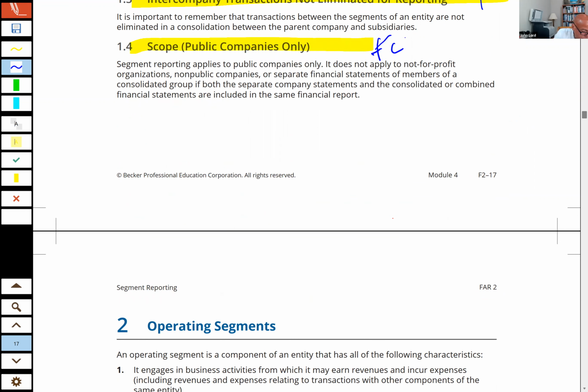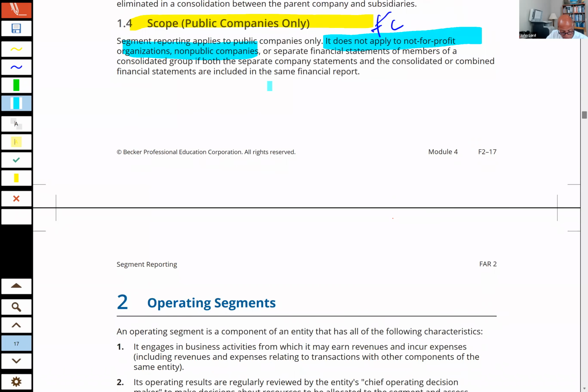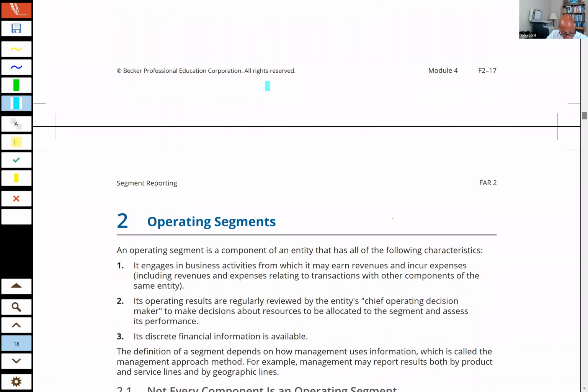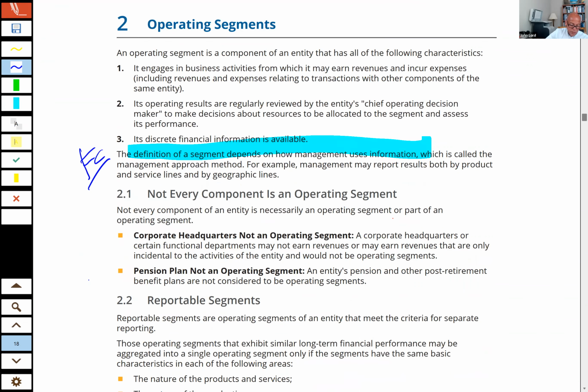Okay. Now you come down and so it does not apply to not-for-profit entities or non-public companies. Okay. Then you come down and the definition of a segment depends on how management uses the information. Okay. So you can flashcard that. There is no rule as to what defines a segment. It's how does management look? What is the information you have on your desk? That's what we want you to provide. Now, we're not going to have to provide everything, okay? But we're going to see that some things FASB determined are significant enough to have to report.